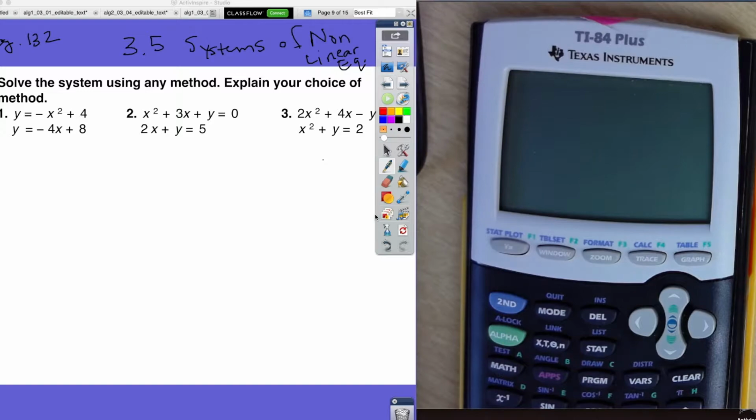We're working on section 3.5, systems of nonlinear equations, and take a look at page 132. Systems of equations means that you have two or more functions. Here you'll only have two. So whether it is a parabola and a line or two parabolas. Now take a look at page 132.